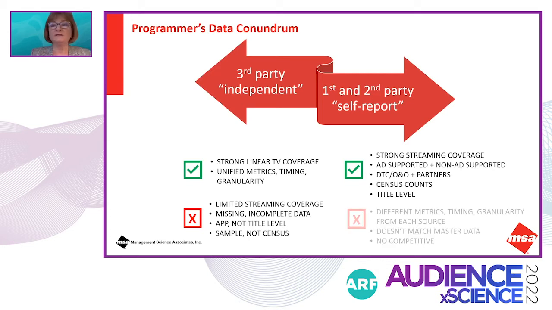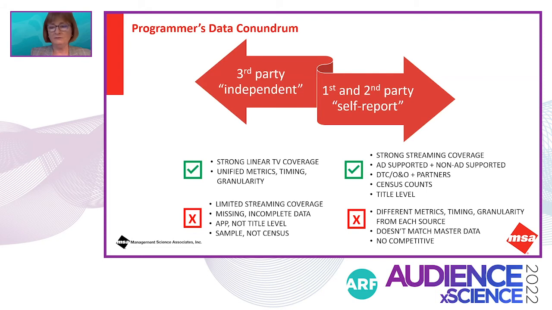Unfortunately, there are limitations in that data too. Each data source can have a different metric with different timing and different granularity. The data doesn't necessarily match the publisher's own master data, which is the source of truth for intellectual property. There's usually not any competitive data. It's great data about your content, but not the full competitive landscape.